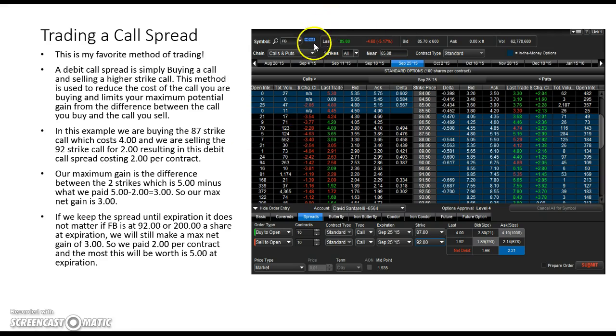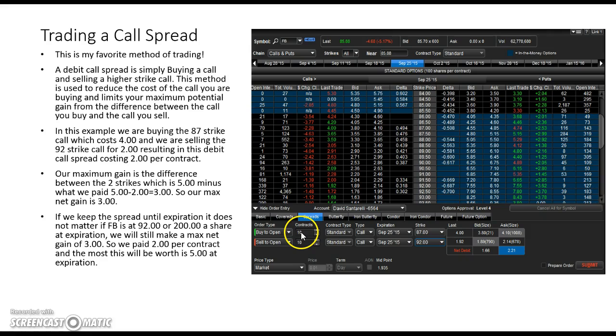I'll show you right up here on the chart. We have Facebook, we have the expirations here. We're sticking with the September 25th. We see the 87 strike call, you'll see it right down here. The E-Trade platform has the spread brought up for us here.